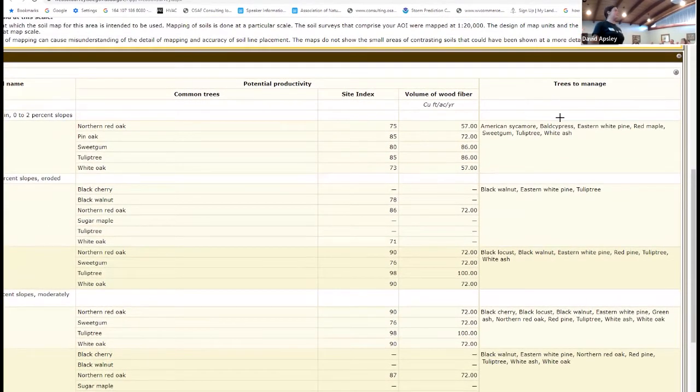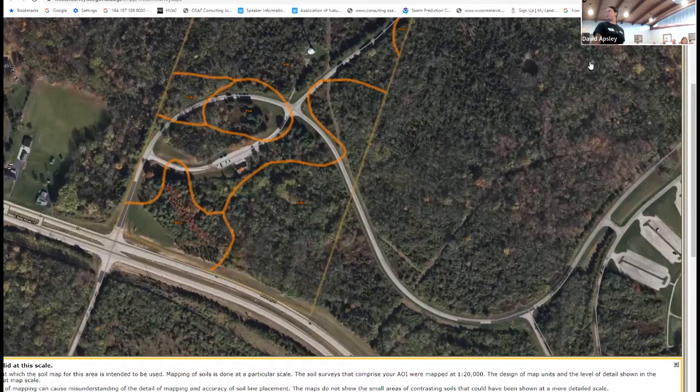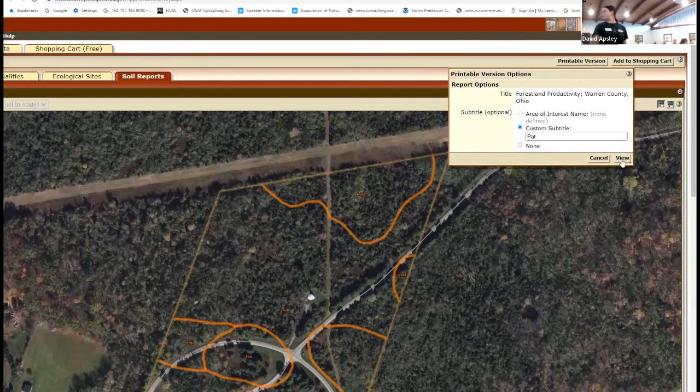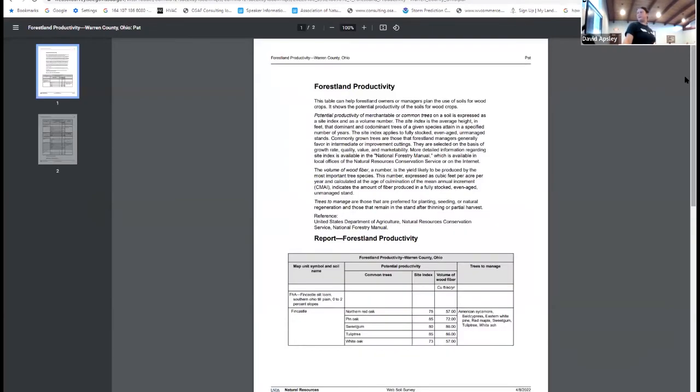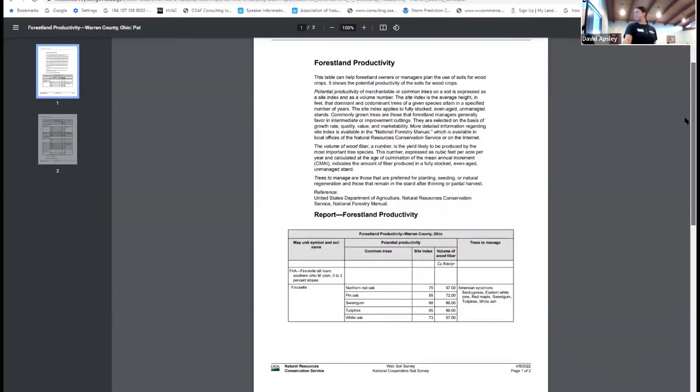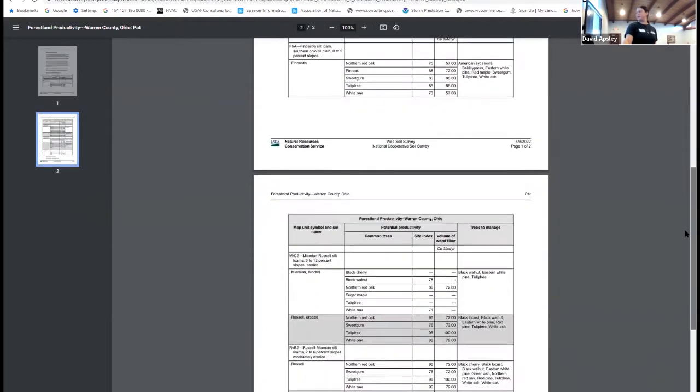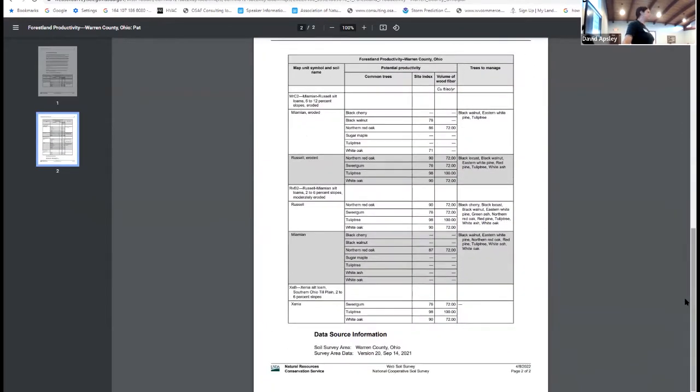And this is called trees to manage. So things that will do well on that soil type, you can favor and expect to do well. And you can print this as well. So you can do a printable version of the soils report, and it will save your forest land productivity tables with all of that information on it. This one doesn't save the map because it didn't color code anything. So that's where you want to save your soils map, compare it to this list, and get your trees to manage.